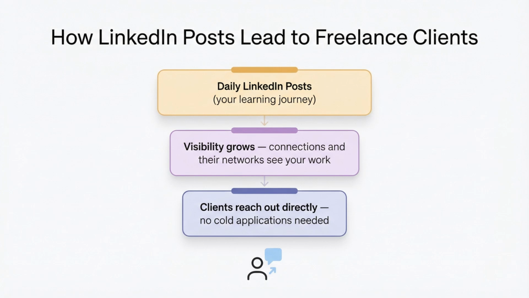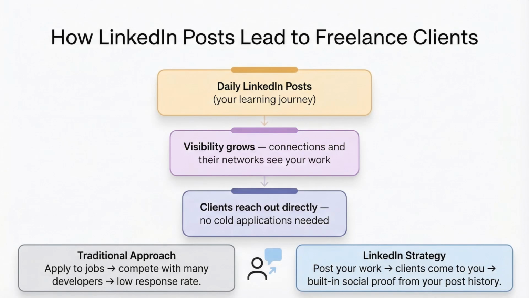Here's the logic behind the LinkedIn strategy. When you post consistently, your connections see your work. More importantly, their connections also see it. LinkedIn's algorithm extends your reach beyond your immediate network. Over time, people start recognizing you as someone who builds things. When they need a developer, they remember you and reach out directly. Compare this to the traditional approach of applying to freelancing platforms directly. On those platforms, you're competing with hundreds of other developers, and without a track record, it's very hard to stand out. But if a client has already seen 30 days of your posts showing real work, you've already proven yourself before the conversation even starts. That's the advantage of building in public.